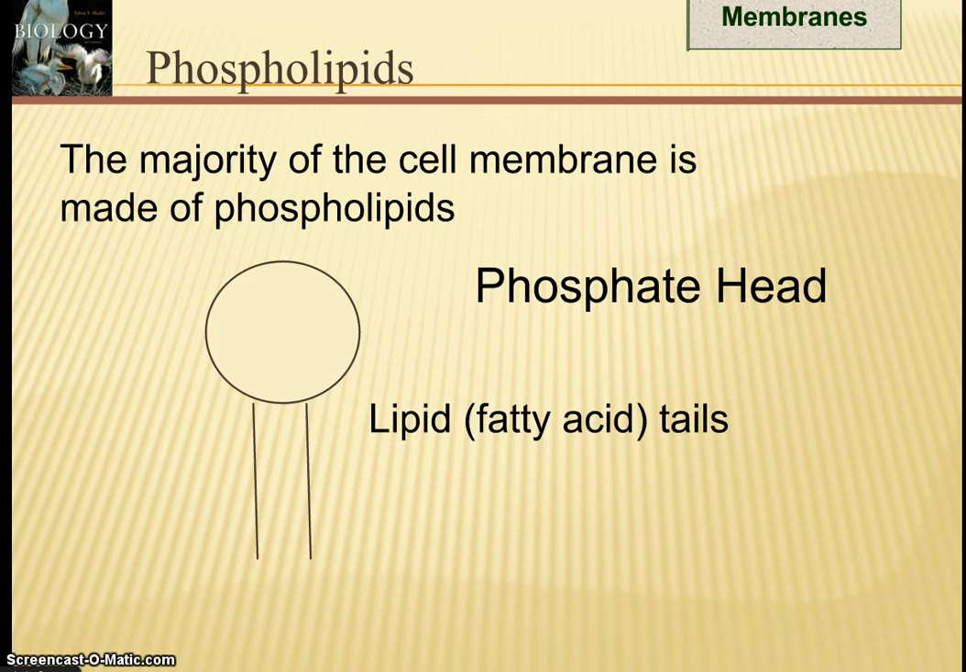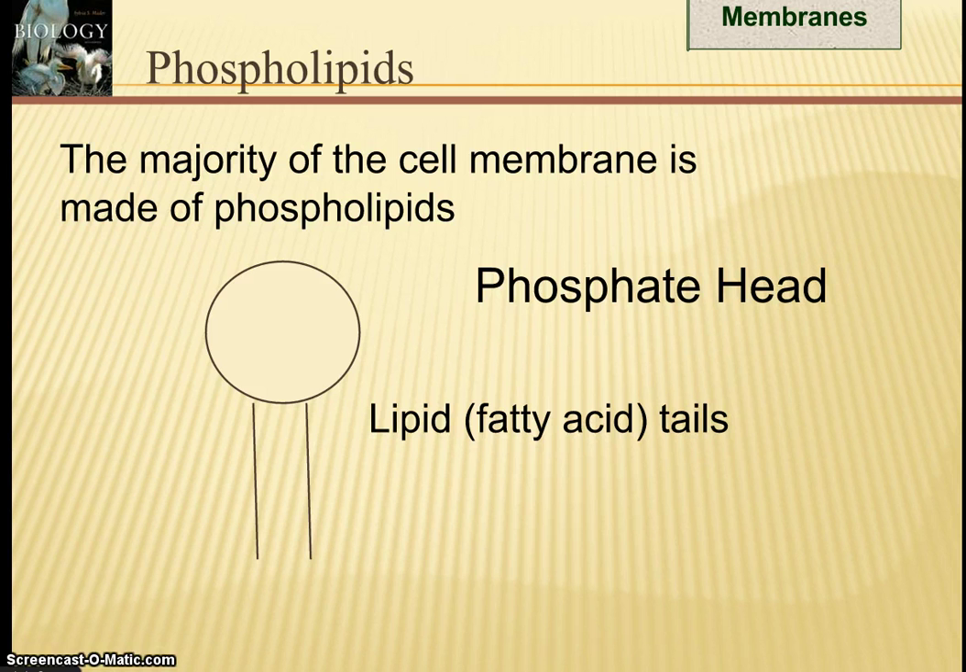That's H-Y-D-R-O-P-H-I-L-I-C. That means water loving. That means those phosphate heads, they're going to be facing the outside of the cell and the inside of the cell on each layer. And they can be around water. Okay, they're polar. Water can make bonds to them, all those things we learned about.